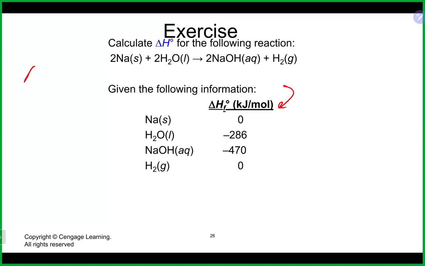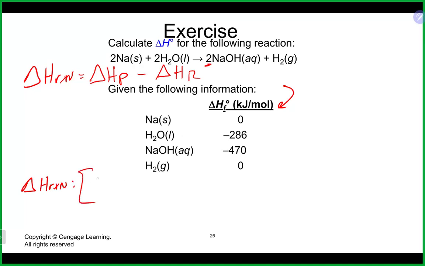We're going to do our delta H for our reaction here, which once again, we're going to add up all of our products' delta H's from the table and subtract it from all of our delta H's for our reactants. Once again, we do want to take into account the coefficients. So let's see what we get. Starting with our products, we have 2 of the sodium hydroxide, so we need to take 2 times the value of sodium hydroxide from the table, minus 470 kilojoules per mole. We have a second product here, so we're going to take 1 times the value of H2, which as you can see is 0 kilojoules per mole.